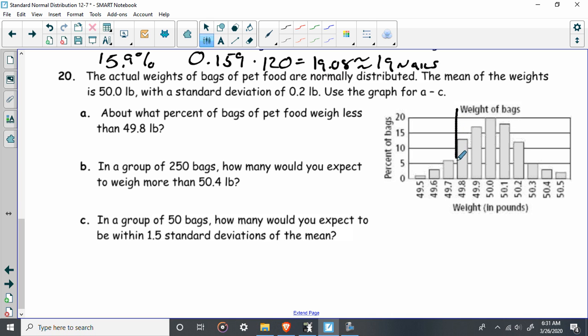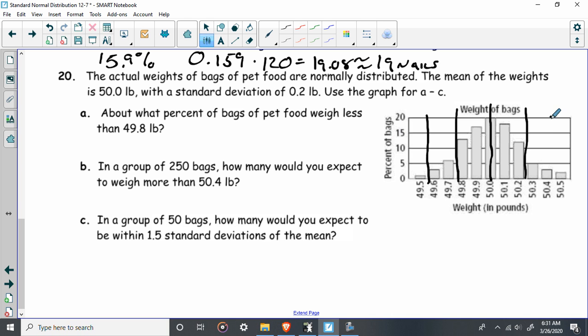Well, if the standard deviation was 0.2, so here's my mean, right? And here's one above the mean. Here's one below the mean, right? This is one standard deviation each way, right? And this would be another 2 standard deviations going this way.